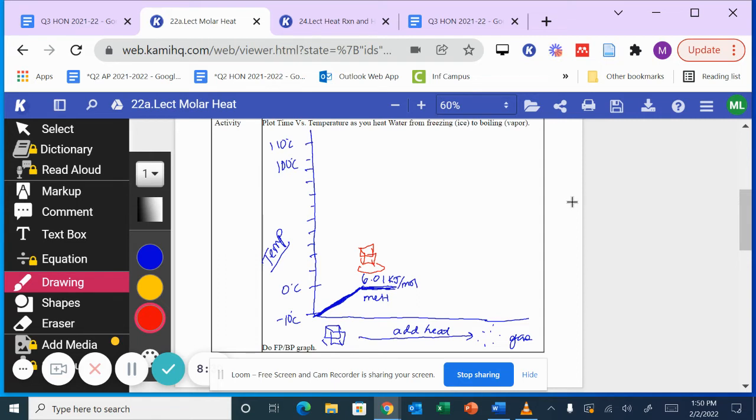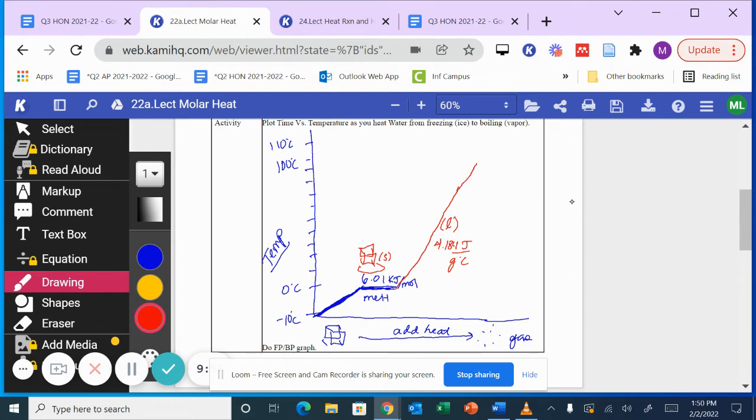As soon as all the ice is gone, it's all melted. It's now liquid. The liquid will now get hotter and hotter and hotter. Okay. And that liquid, this is a solid and this is liquid. Liquid water, it's going to take 4.184 joules to heat up 1 gram of it by 1 degree Celsius.